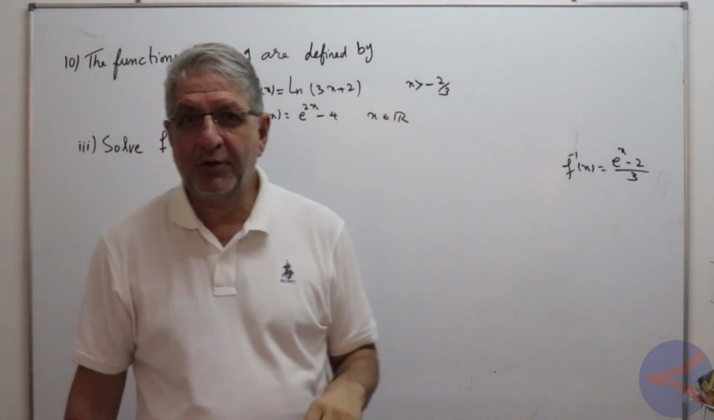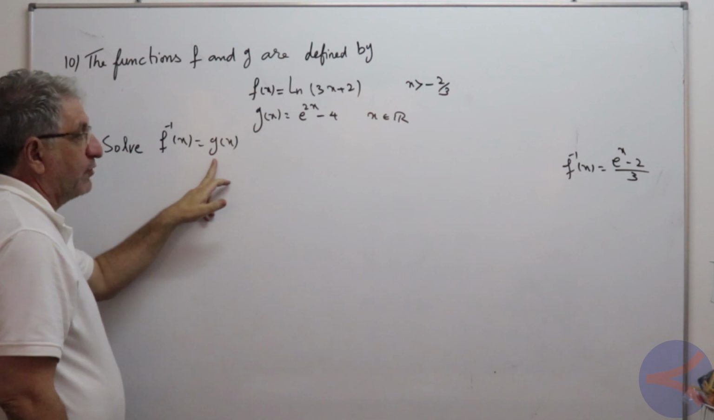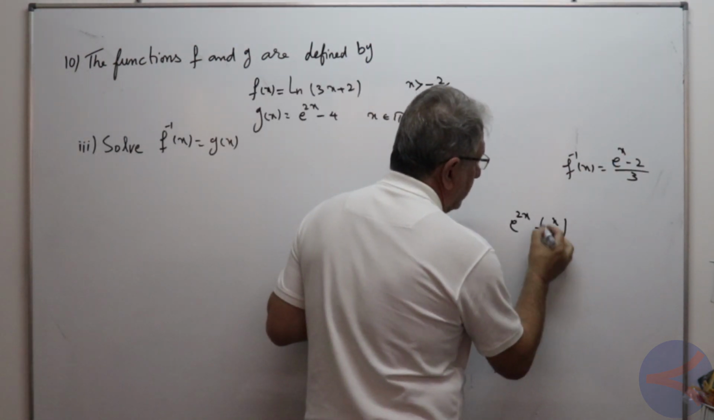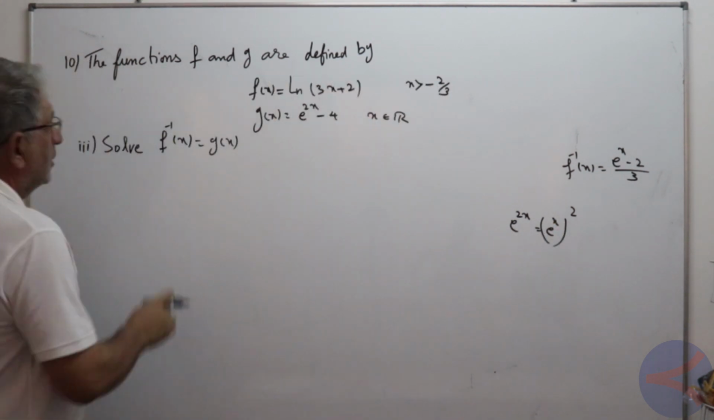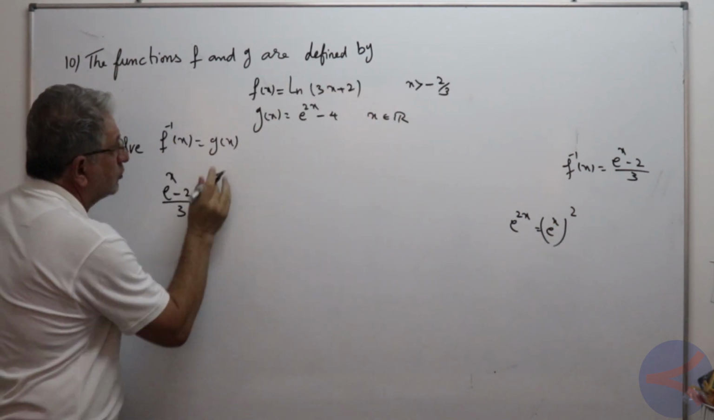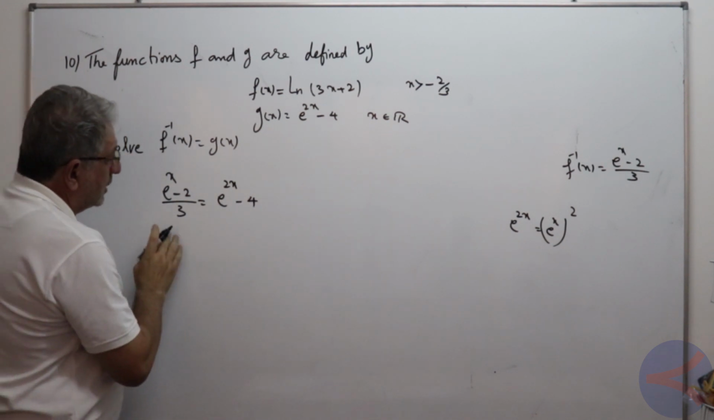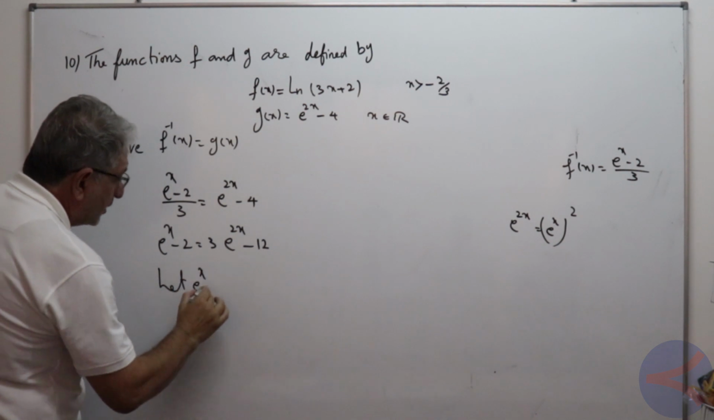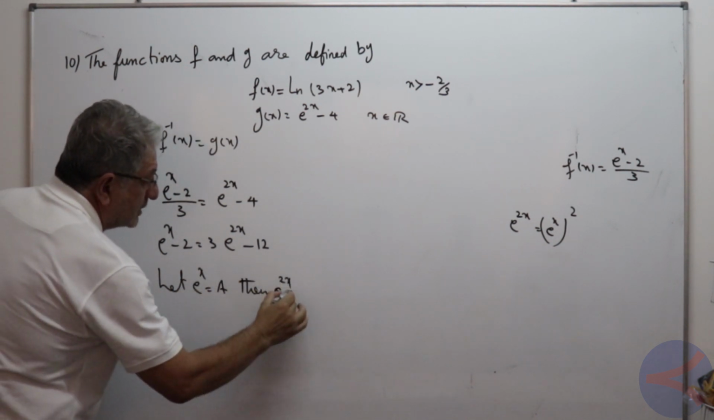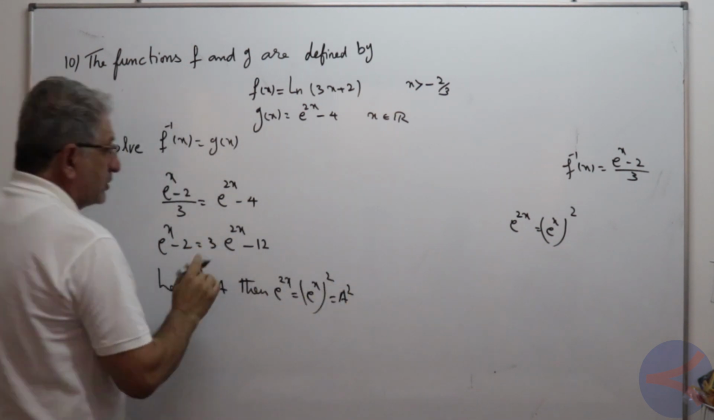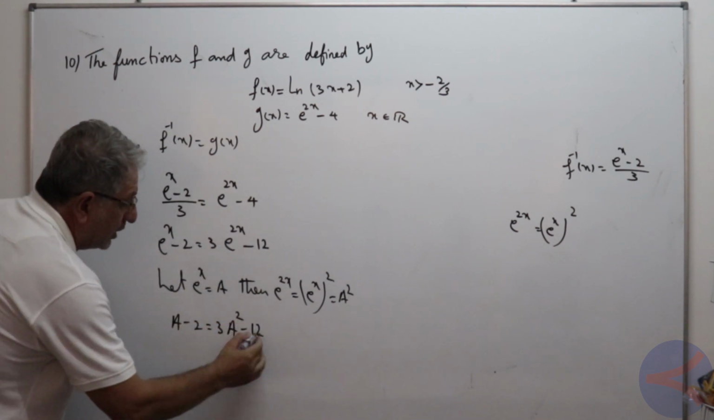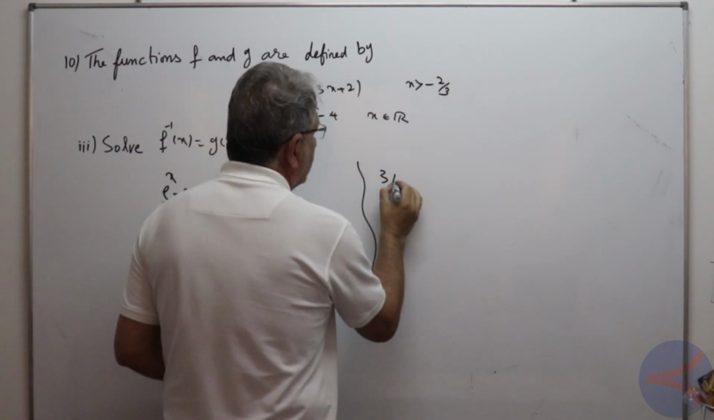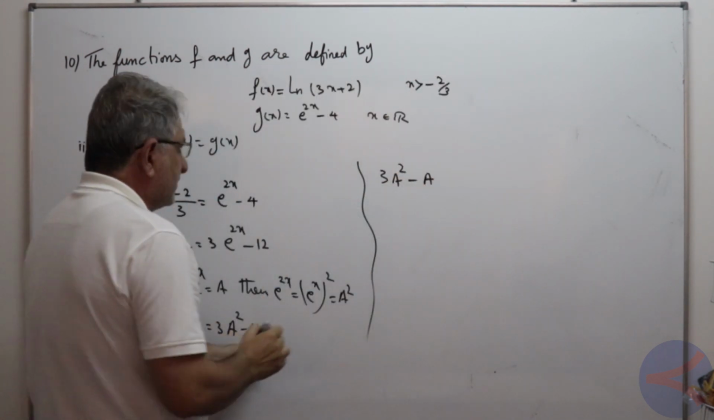The last part of this question, which is the last part of the question paper, is asking us to solve the equation f inverse of x equal to g of x. From the previous section, we know that f inverse of x is equal to (e^x − 2)/3. Remember that e to the power of 2x means actually e to the power of x, to the power of 2. This is a fact which we have learned in maths, and here we are going to use it.